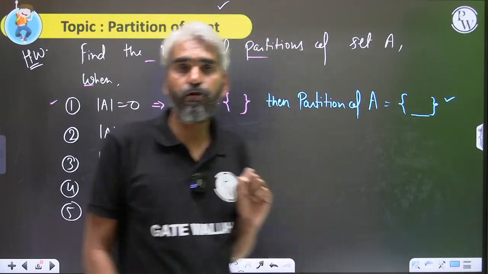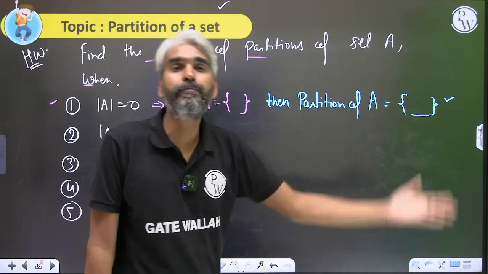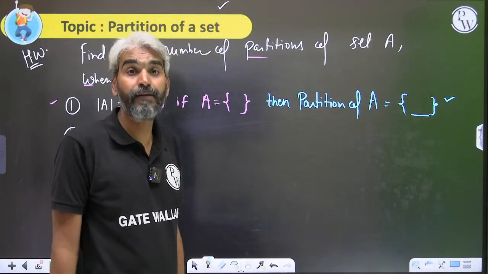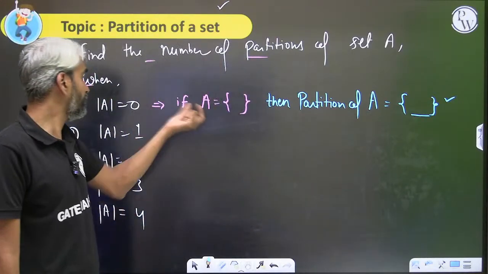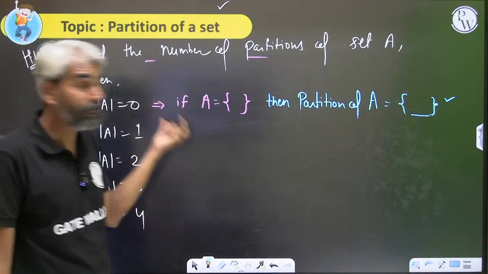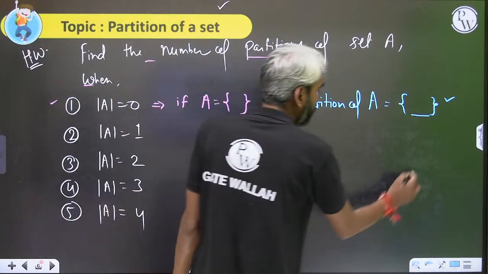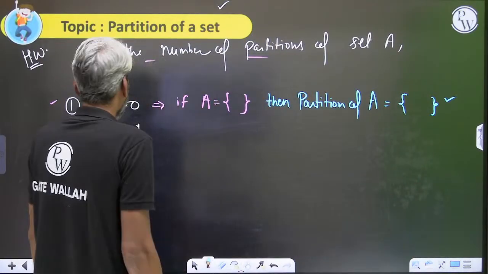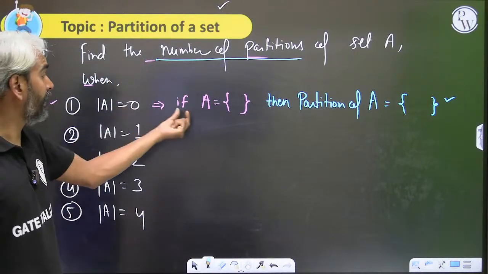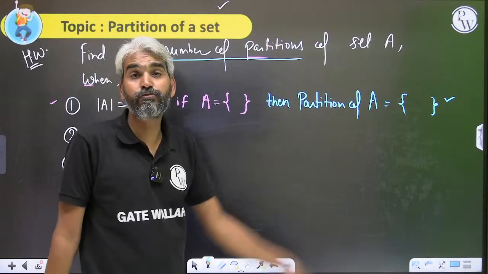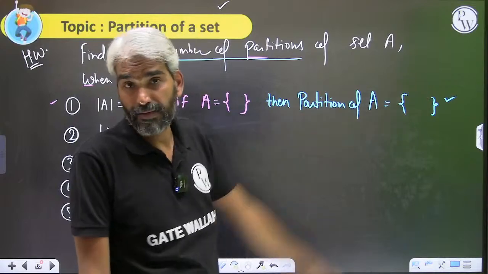The empty set cannot belong to the partition of our set, but the partition itself can be empty, provided the set itself is an empty set. So there is no subset of this set A which is non-empty. Therefore, no element will be present in the partition of set A. So find the number of partitions I was talking about. If mod A equals 0, that is, the cardinality of set A is 0, then how many partitions will be there? The number of partitions will be only one, and that will be an empty set.